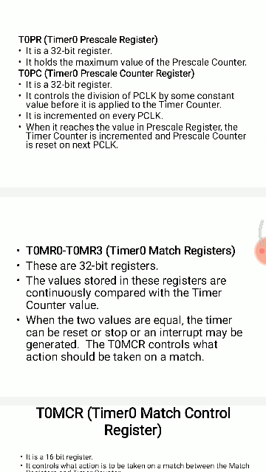The next one is the timer match registers. These are 32-bit registers. The values stored in these registers are continuously compared with the timer counter value. When the two values are equal, the timer can be reset or stopped, or an interrupt may be generated. The match control register controls what action should be taken on a match.